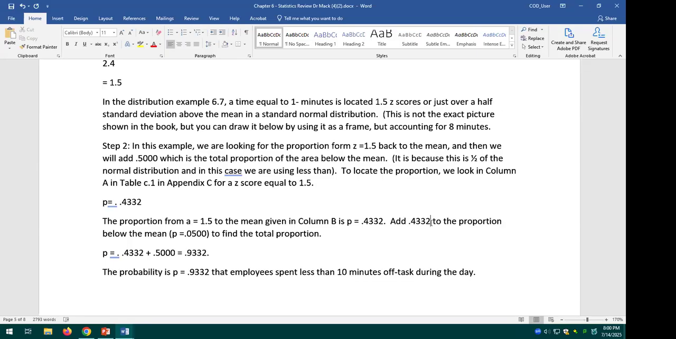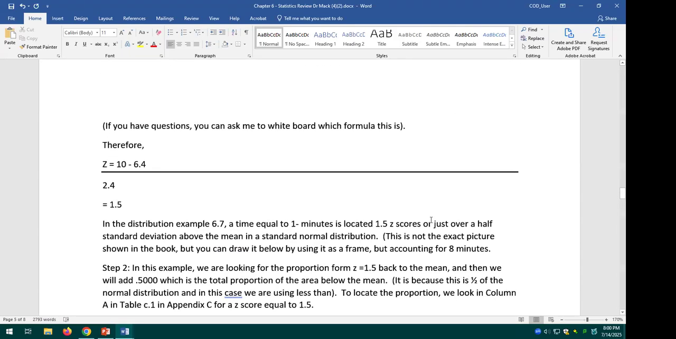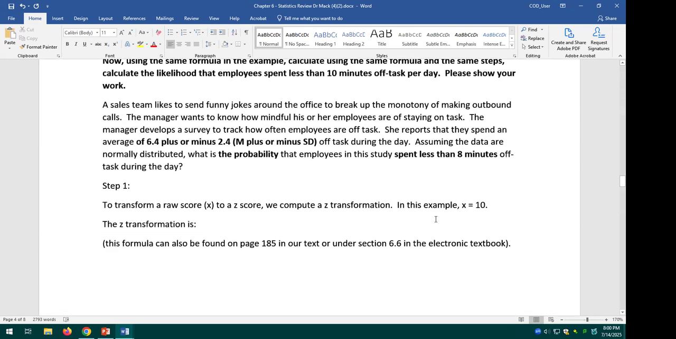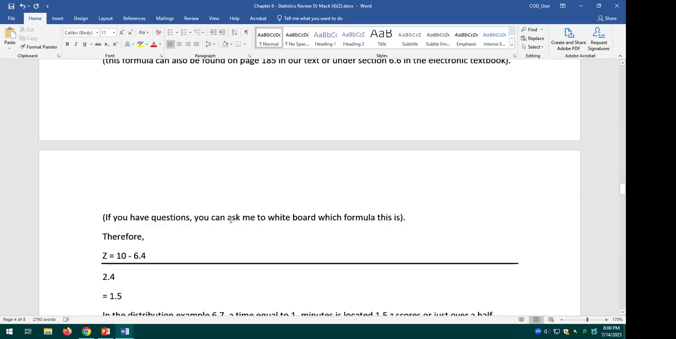Did everybody get this? Do you want to walk through it? Take a look through. All right. So we're going to do x is 10, right? That makes sense? X is 10. So we're going to plug in z is equal to x minus m: 10 minus 6.4. Do the numerator first. You should have 3.6. Divide 2.4 into that, you should have 1.5. That's your z-score. Then you're going to cross-reference your z-score to our z-score table, and you're going to look in column B, back to the mean, which is 0.4332.